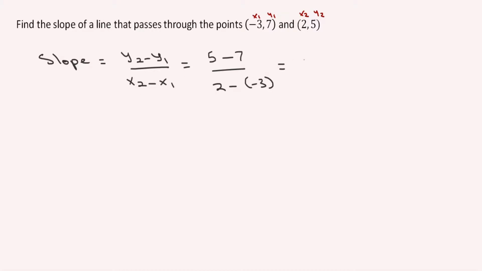So 5 minus 7, we have negative 2. 2 minus minus 3, it's 2 plus 3. So now we have negative 2 over 5. And that's our slope in this situation.